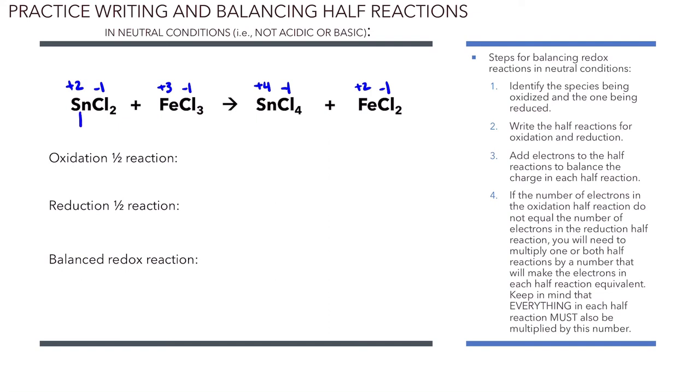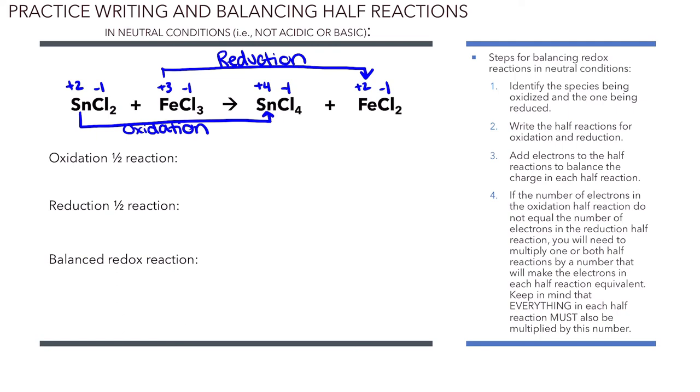And it looks like I have tin going from a +2 to a +4, and I have iron going from a +3 to a +2. All right, now the job is to identify what's been oxidized and what's being reduced. I think the easiest thing to see is what's being reduced, because the charge goes down from one side to the other. And iron here goes from a +3 down to a +2, so this is going to be reduction. And then the other one is going to have to be our oxidation.